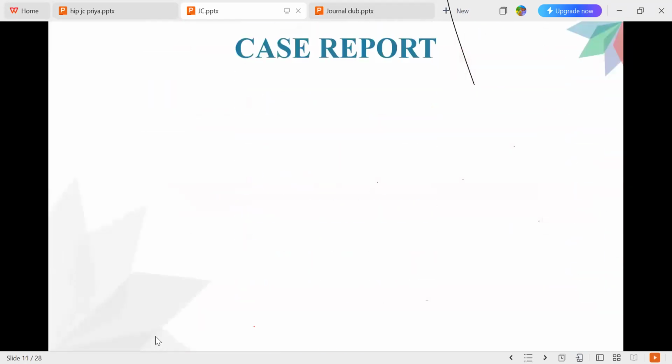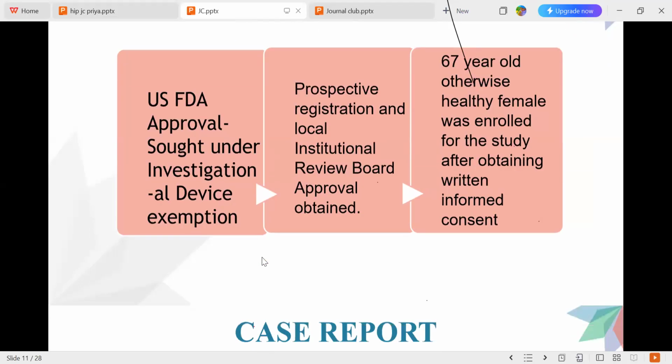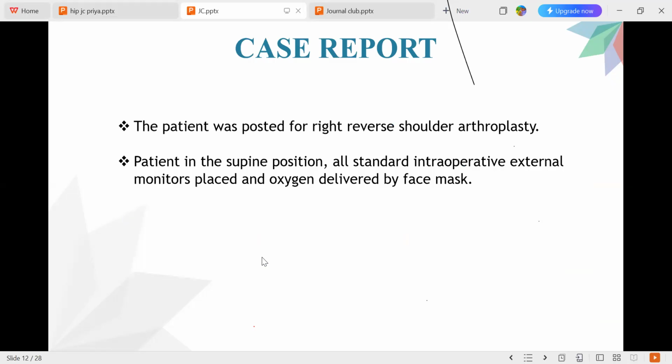Here they've described a case report in which this device was used. Following US FDA approval sought under investigational device exemption, prospective registration and local institutional review board approval was obtained, and a 67-year-old ASA 1 female was enrolled for the study after obtaining written informed consent. This patient was posted for right reverse shoulder arthroplasty.